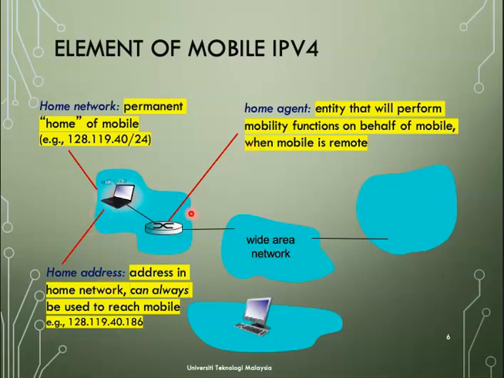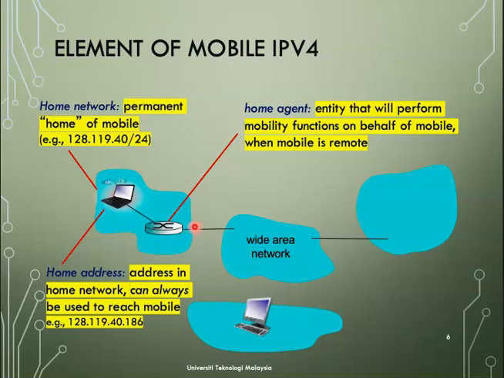Okay, home agent refers to the entity that will perform mobility functions on behalf of the mobile when the mobile is remote. So we can see that this home agent normally is a router. Another mobile host can also act as this home agent. Basically, the home agent acts on behalf of the mobile host when a remote host sends a packet to the mobile host, and it will receive the packet and send it to the foreign agent.